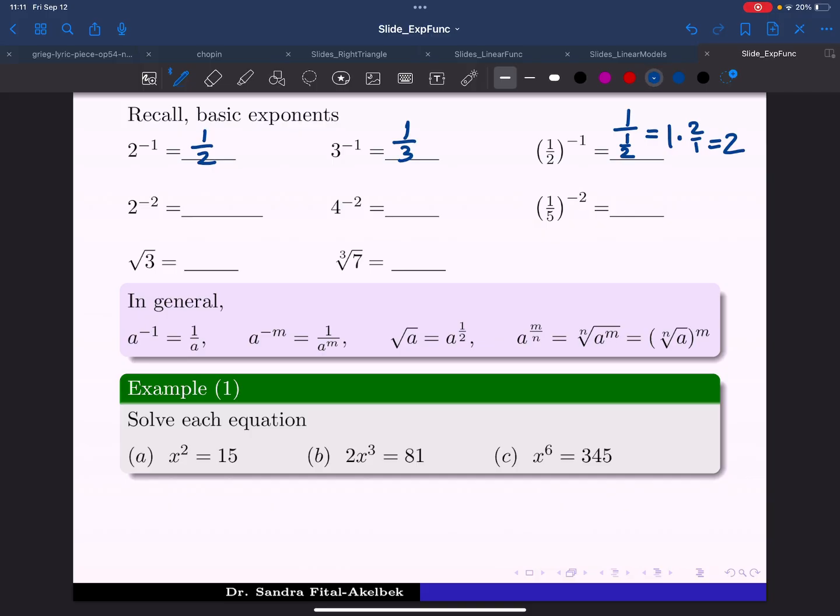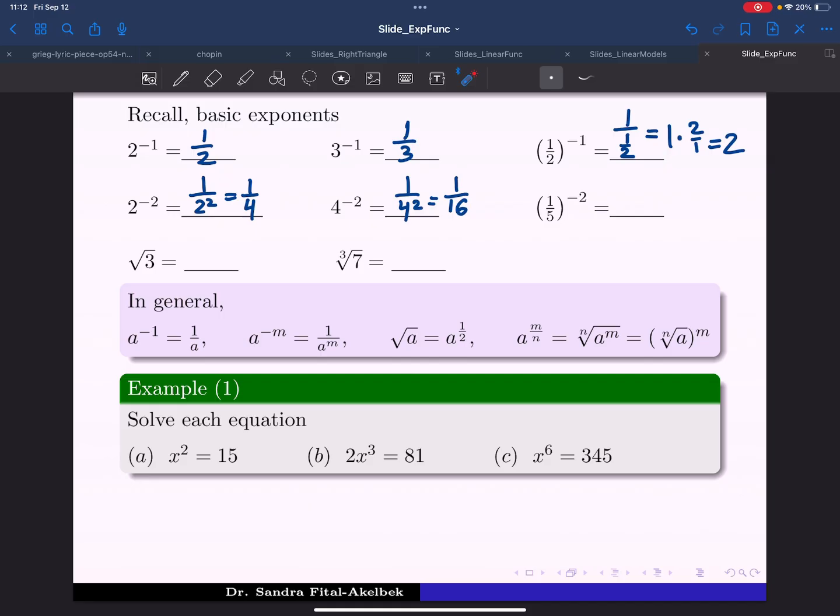Now, if we have 2 to negative 2, that means that this is 1 over 2 to the power 2. So this is equal to 1 over 4. 2 to the power 2 is 4. Similarly, if I have 4 to negative 2, that would be 1 over 4 to the power 2. 4 to the power 2 is 4 times 4, which is 16.